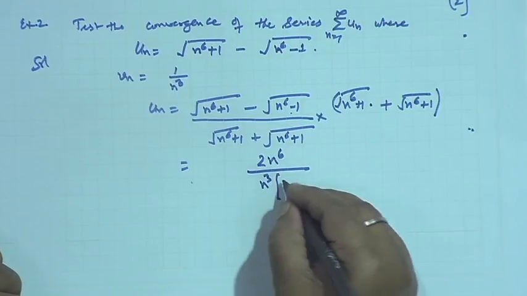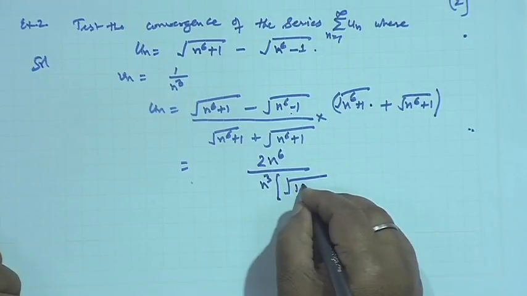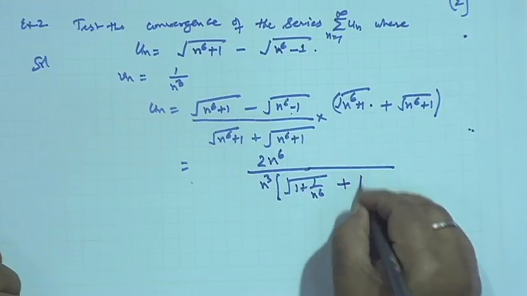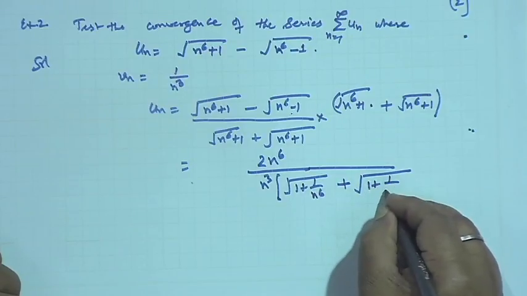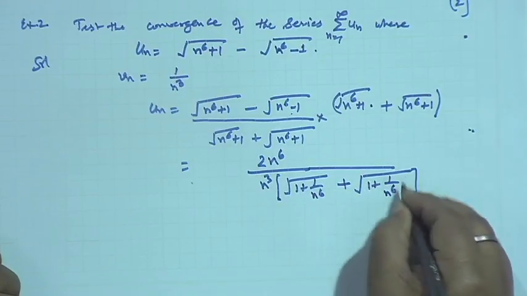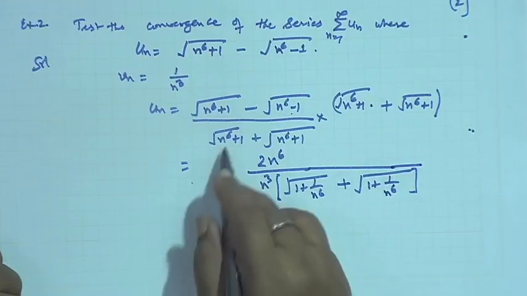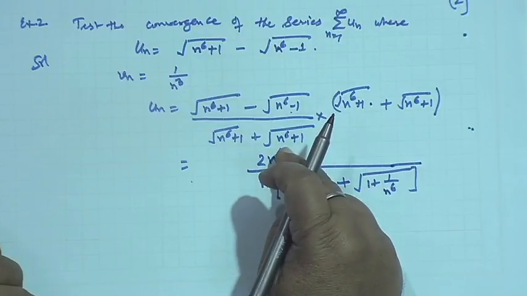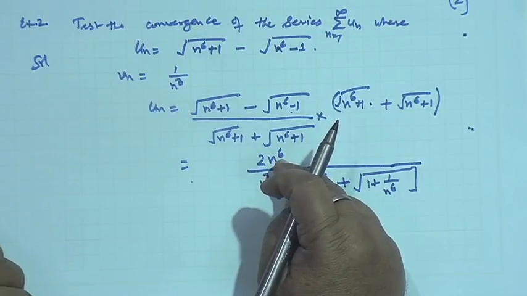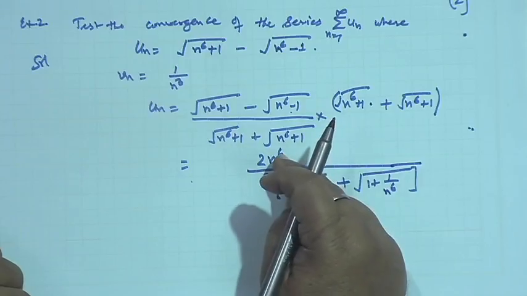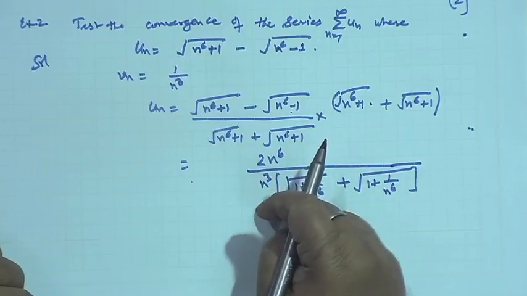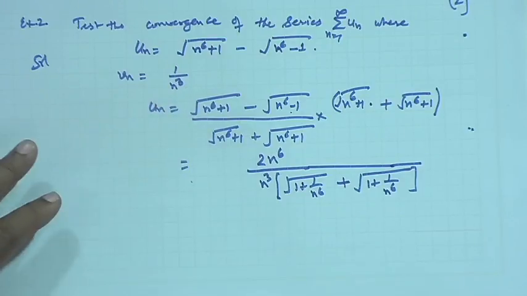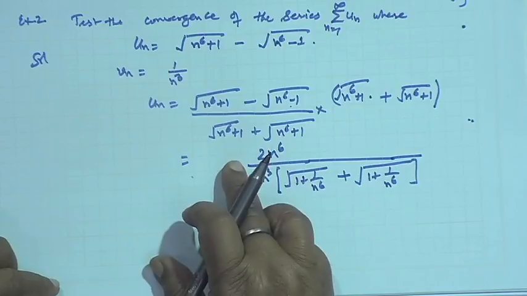If we take common, then it is under root 1 plus 1 by n to the power 6 plus under root 1 plus 1 by n to the power 6. Just n to the power 6 outside. So, now we are getting this divided by n cube, and n cube is left out. We do not want the n cube to be there, so if I divide by n cube, then our term is over. That is why we are taking 1 by n cube.